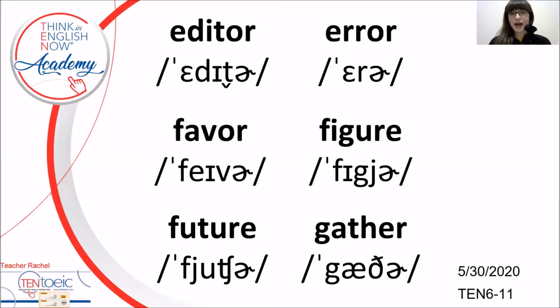Gather, gather. This means to bring things together in one place. So I have to gather all the information to make a decision. So you have to get different ideas and information to one place so you can really consider and think about it. So collect, that's a synonym.